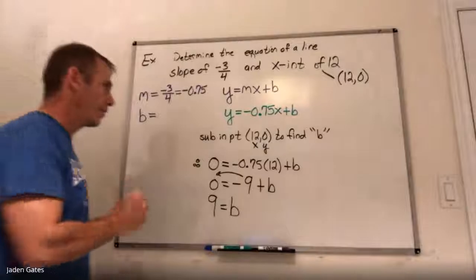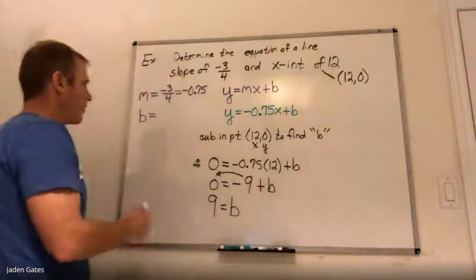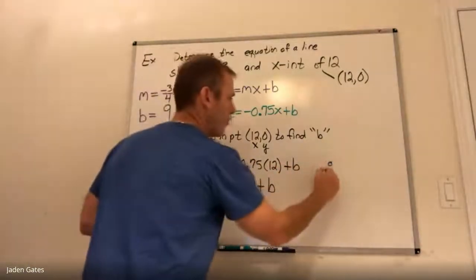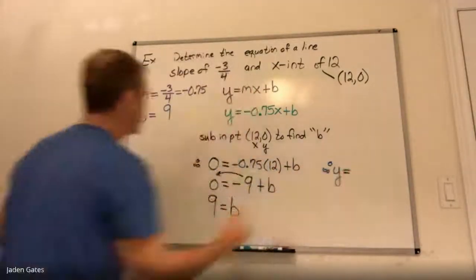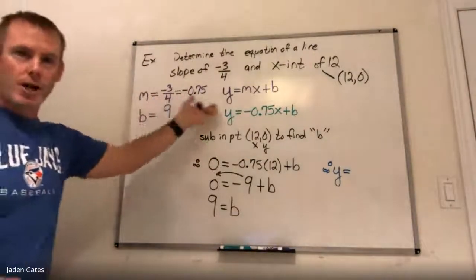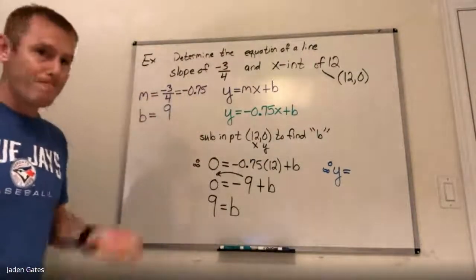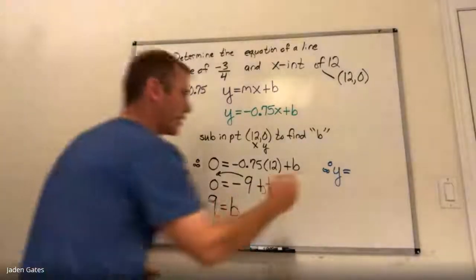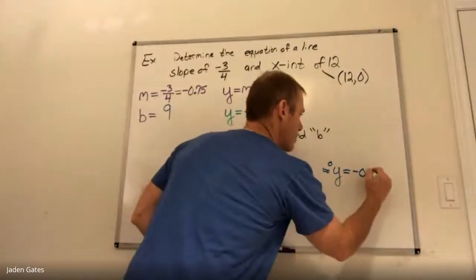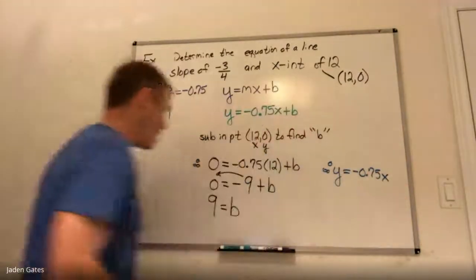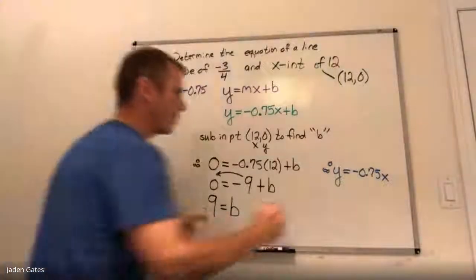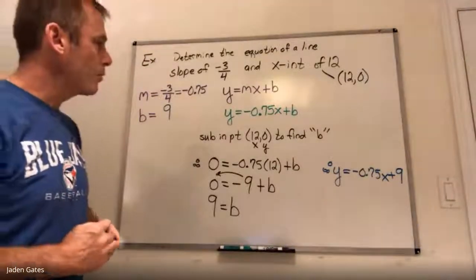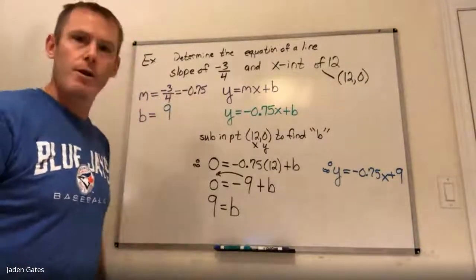Now my last step, I've got my equation, I've got my b value here, it's 9. I write out my equation, which is, therefore, y is equal to, it doesn't matter how I write down my slope, whether I write it down as a fraction or a decimal. It's the same number. I don't care. It just looks different. I wrote it down as a fraction last time. I'm going to write it down as a decimal this time. So negative 0.75x, and my y-intercept is a positive 9. So the equation of the line is y equals negative 0.75x plus 9.